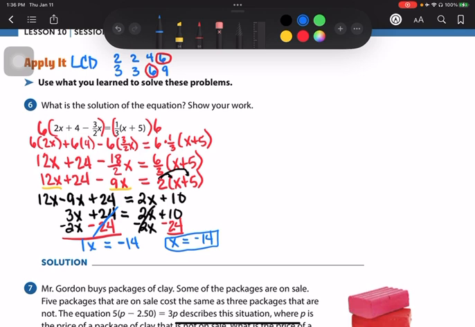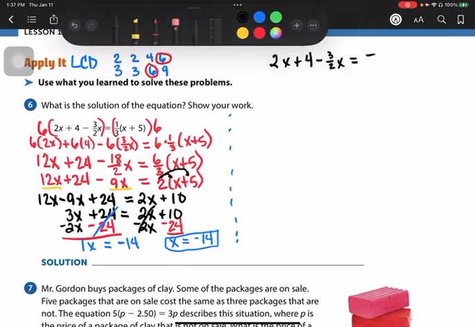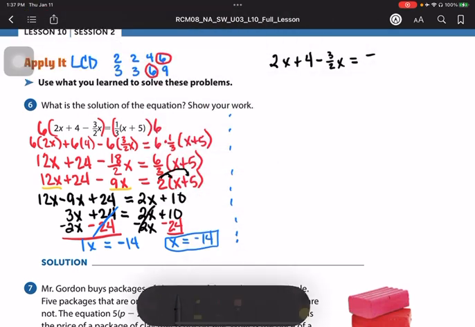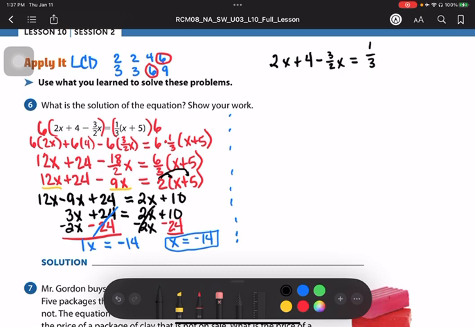So I'm going to solve it again where we do not get rid of the fraction and we leave the problem as is. Okay? So you have 2x plus 4 minus 3 halves x equals, and I'm going to do the distributive property. We have 1/3 x plus 1/3 times 5. Okay, so here to combine like terms.